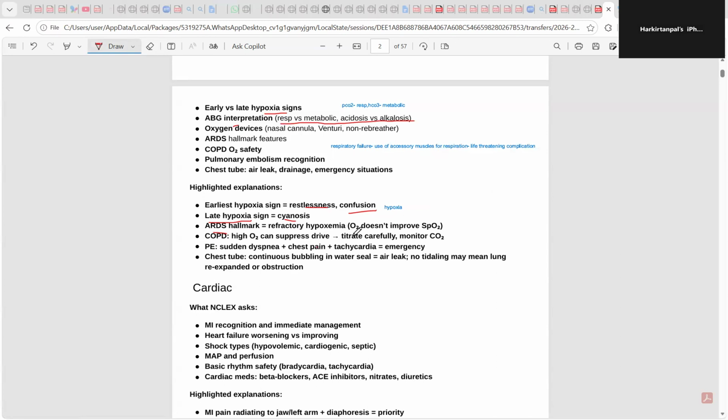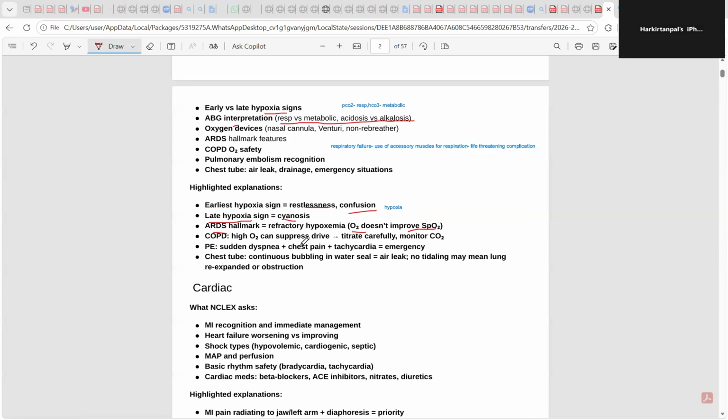How can we understand it? That means even if the client is getting oxygen, and even after the oxygen administration, if the saturation is not improving, that indicates that the client is going into a stage of respiratory distress syndrome.